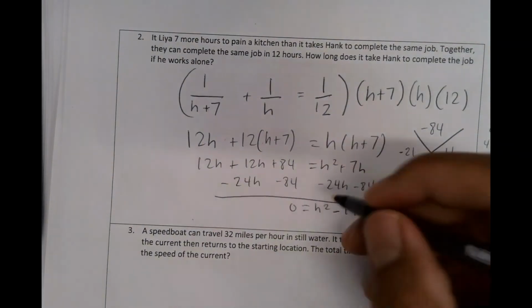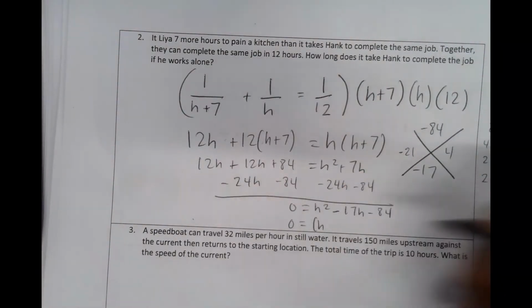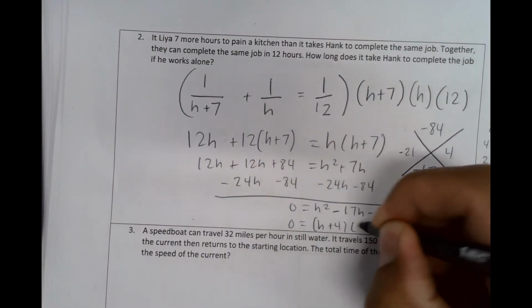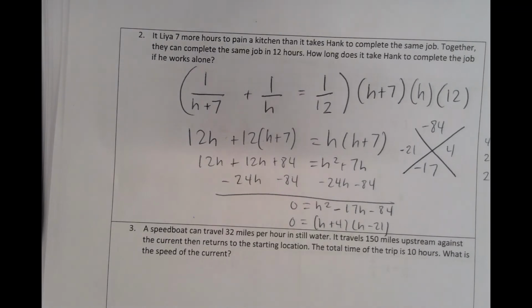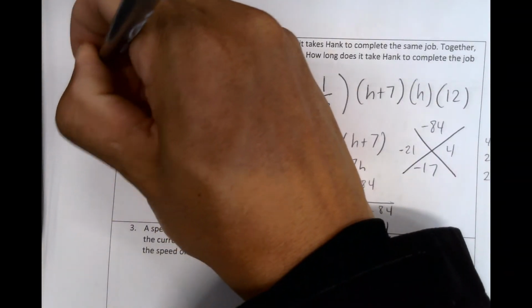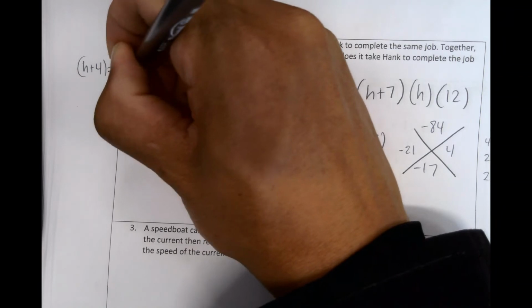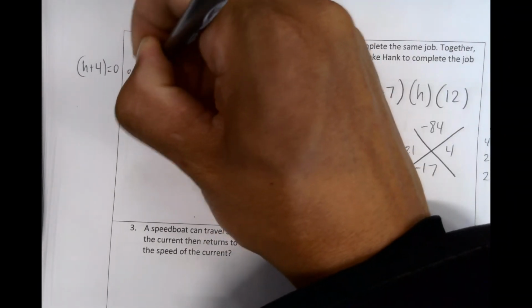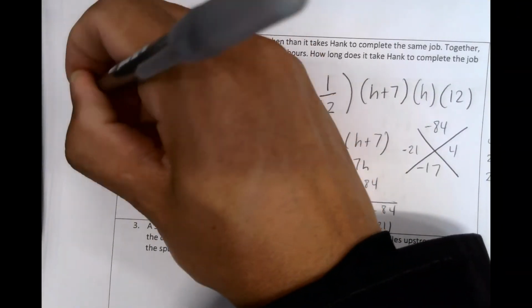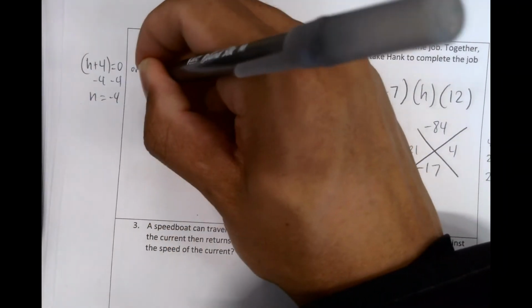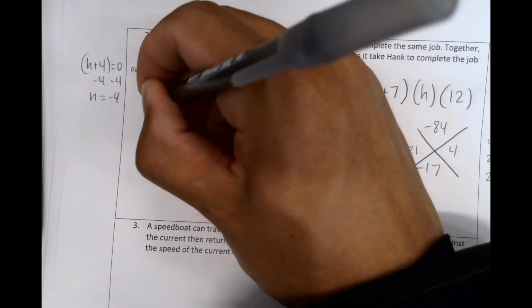Well, that means 0 is equal to h plus 4, h minus 21. So we factored this correctly. And then we would solve for it. So we do h plus 4 is equal to 0, or h minus 21 is equal to 0. And we would get minus 4 on both sides. H is equal to negative 4 and plus 21 on both sides. H is equal to 21.